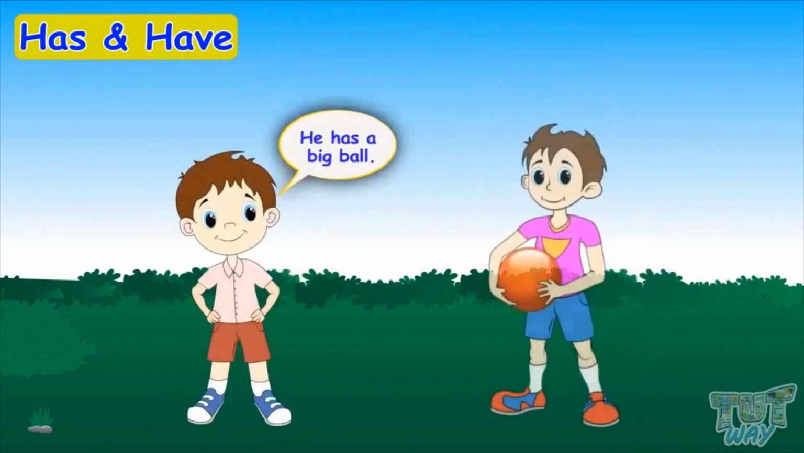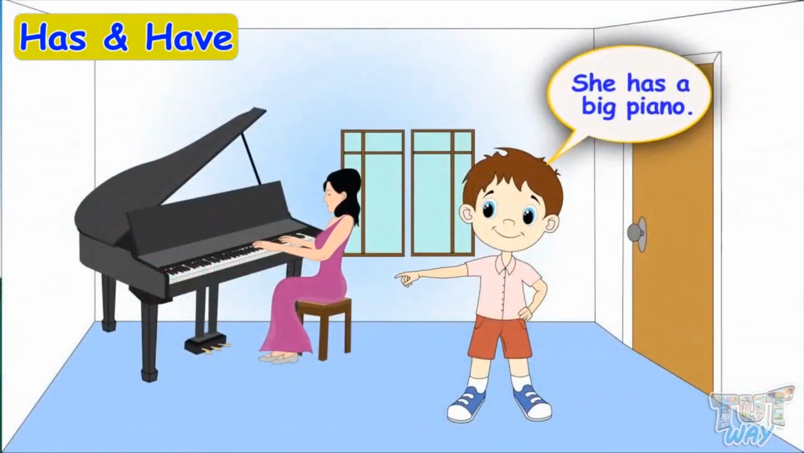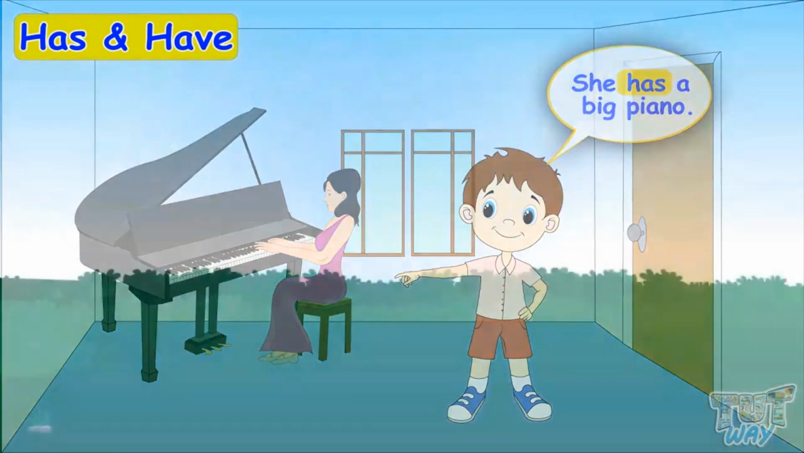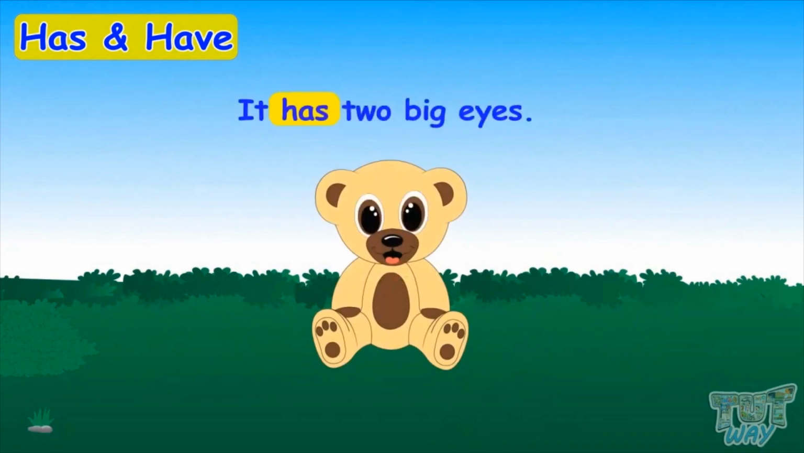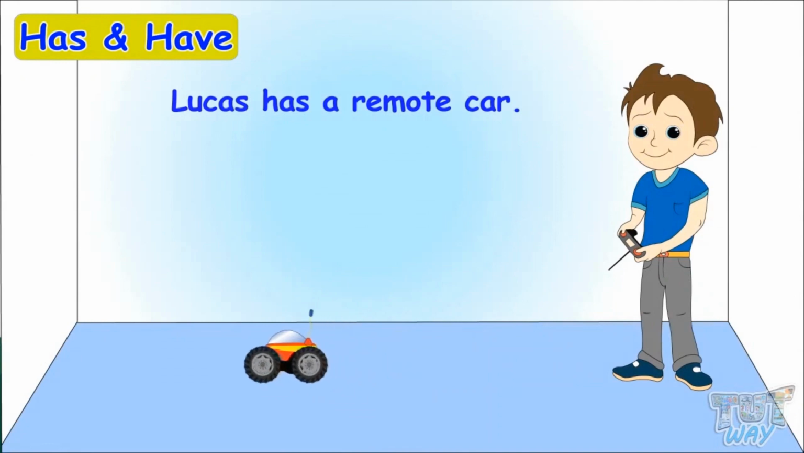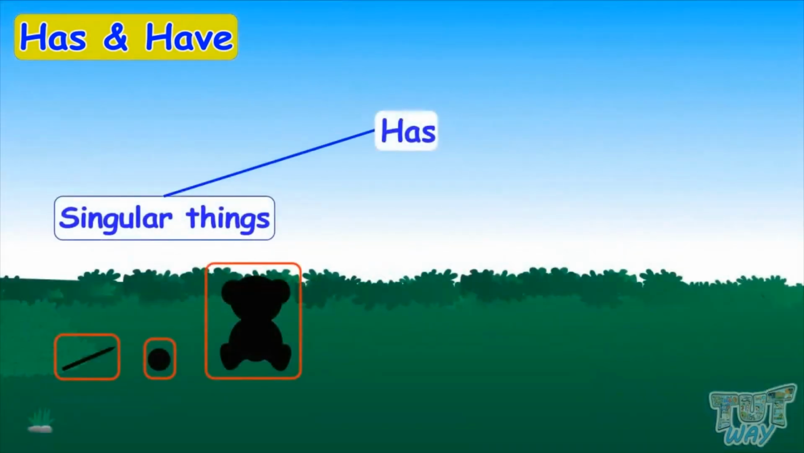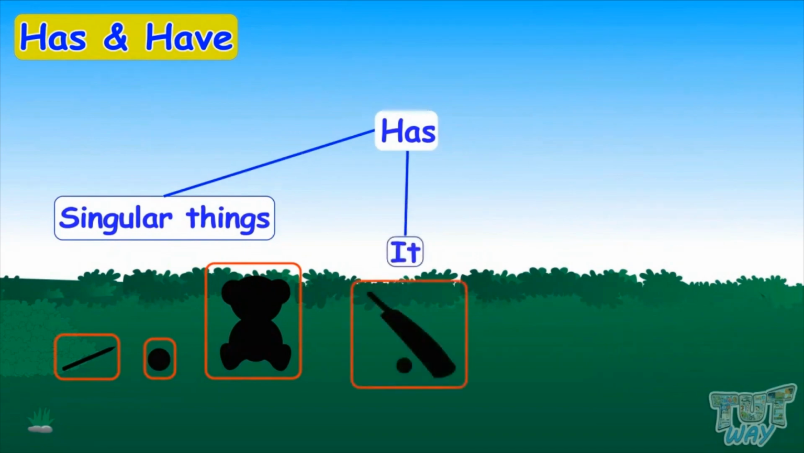He has a big ball. She has a big piano. It has 2 big eyes. Lucas has a remote car. So we use has with singular naming words, it, she, and he.